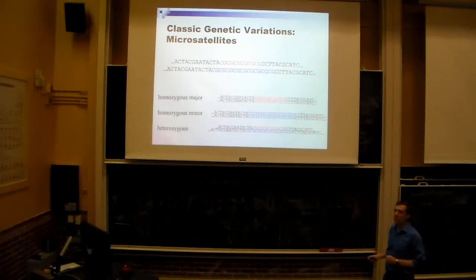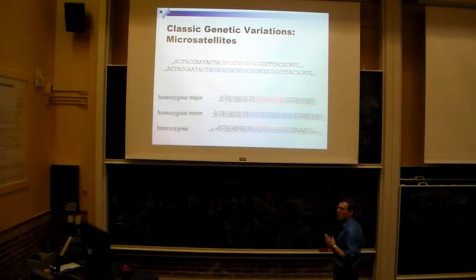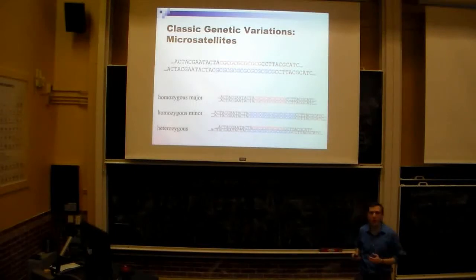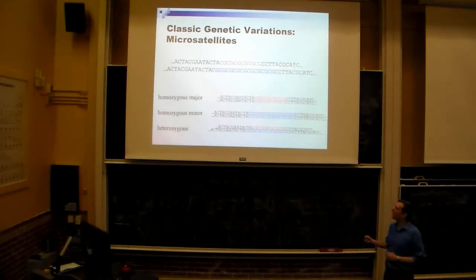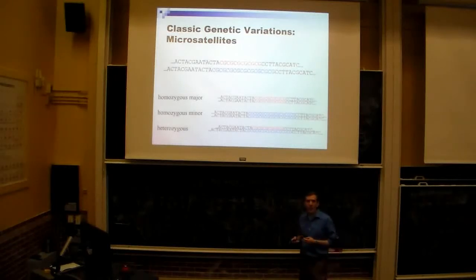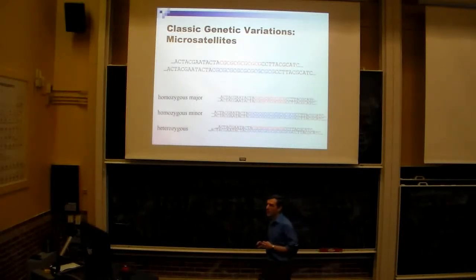Someone can be homozygous minor, where minor refers to the less common version of the allele. And bear in mind, major or minor, either one could be longer or shorter. You may have more than two of these, but most commonly we're looking at things that have two possible variations. And someone can be heterozygous, or be a heterozygote in this region, having one of each.